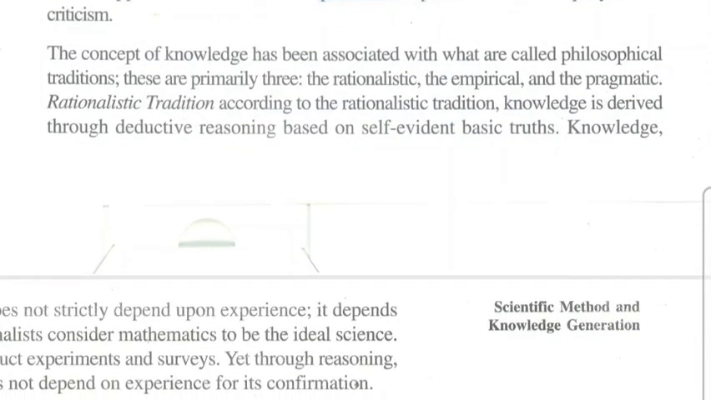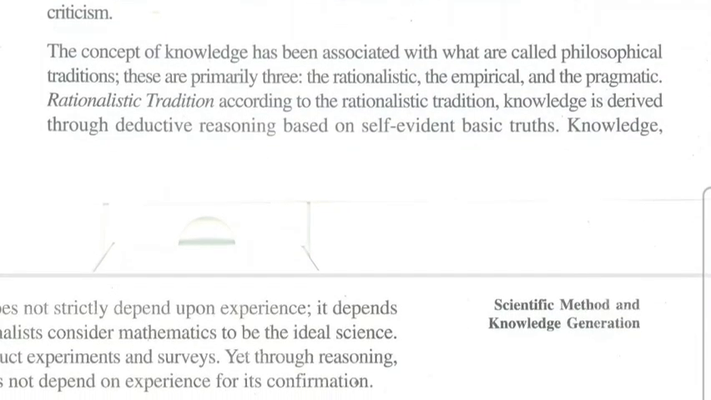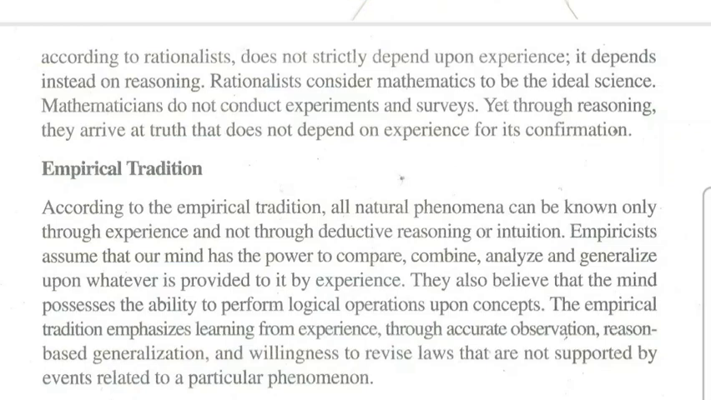Rationalistic tradition. According to the rationalistic tradition, knowledge is derived through deductive reasoning based on self-evident basic truths. Knowledge, according to rationalists, does not strictly depend upon experience. It depends instead on reasoning. Rationalists consider mathematics to be the ideal science. Mathematicians do not conduct experiments and surveys. Yet through reasoning, they arrive at truth that does not depend on experience for its confirmation.